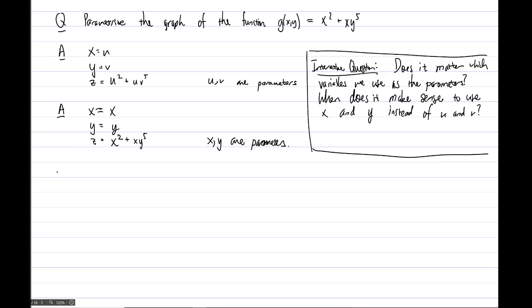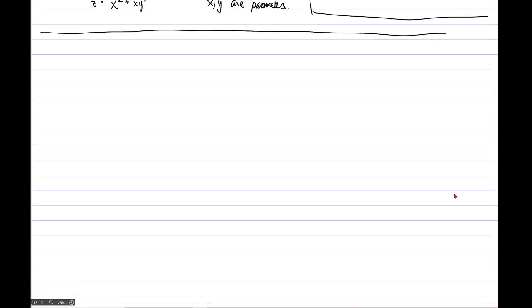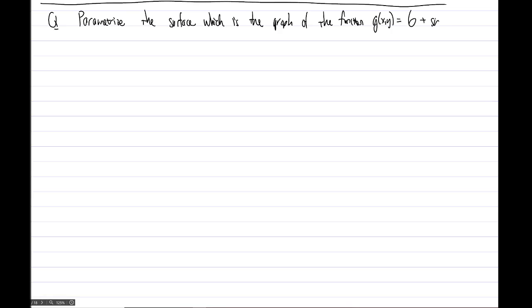Okay, let's try another example. Let's parameterize the surface, which is the graph of the function g of x comma y is equal to 6 plus sine of x plus sine of y.